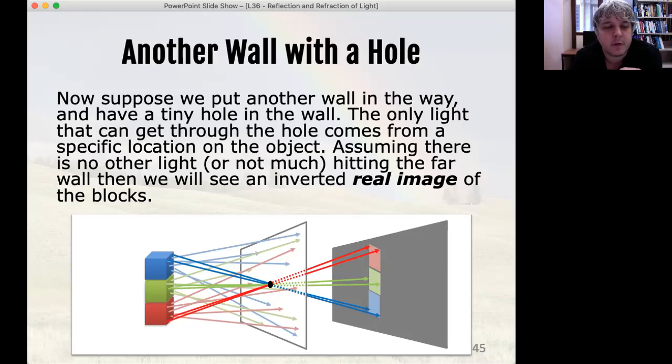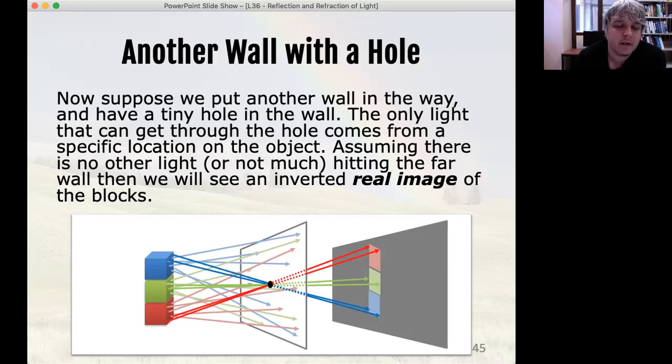But the idea is that the photons that leave the block might spread out and hit that first wall everywhere, but only a single ray from each location on the block can travel through our tiny pinhole and through to the second wall. So even though the photons that travel through that pinhole and hit the second wall undergo diffuse reflection and spread out everywhere, our brain is only seeing photons from a single part of the block on each part of that second wall. And so what we see is an image. So we see an image of the blocks.